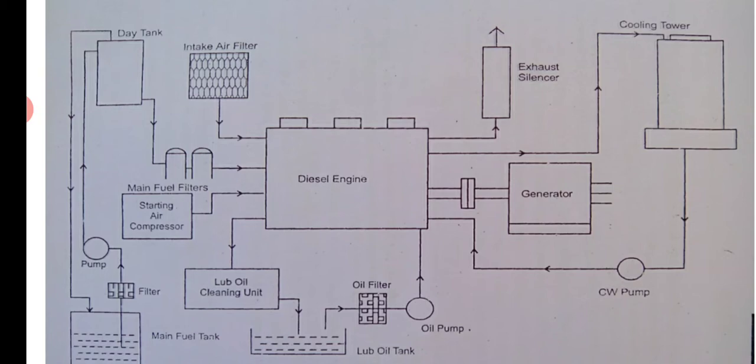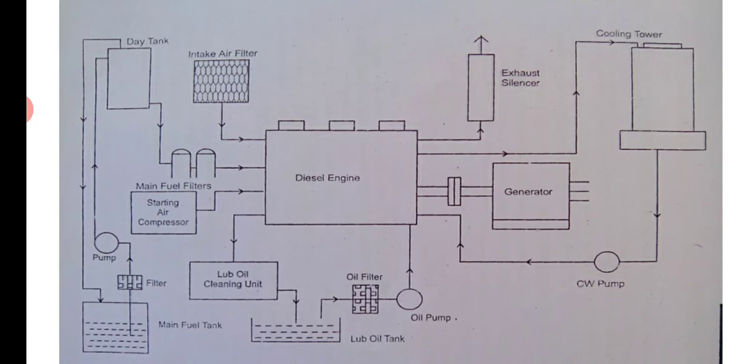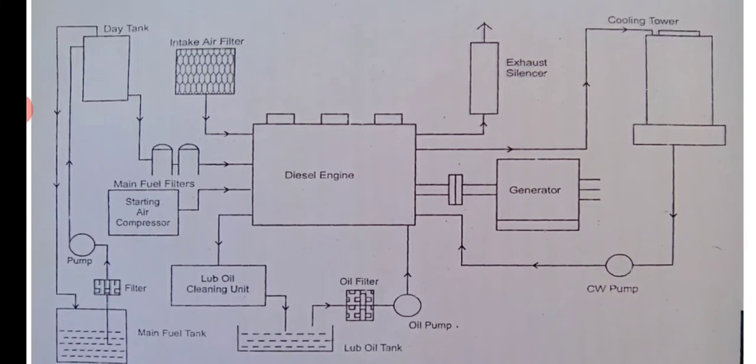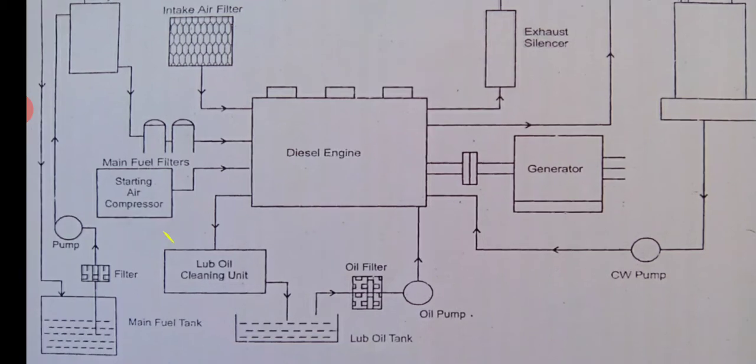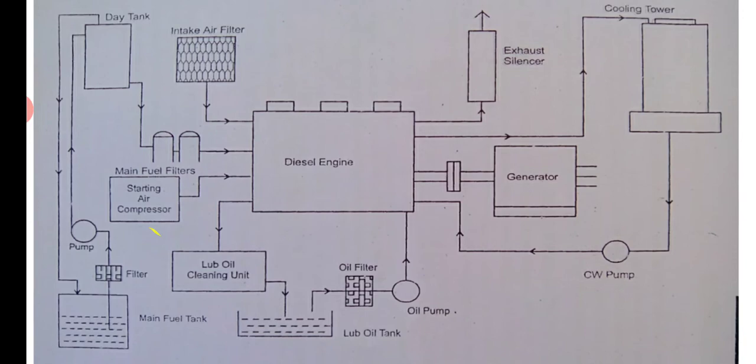Like your bike also has a silencer, it reduces the noise, otherwise the noise will increase. And then at the bottom, below the diesel engine, you can see the lube oil tank. For that lube oil tank you have an oil filter, then an oil pump, and the oil is pumped to the engine for lubrication. This is a separate lubrication system. The oil sump is there, the filter, the pump, and again it comes back to the cleaning unit and goes back to the tank.